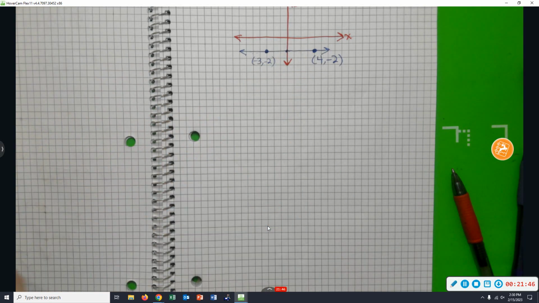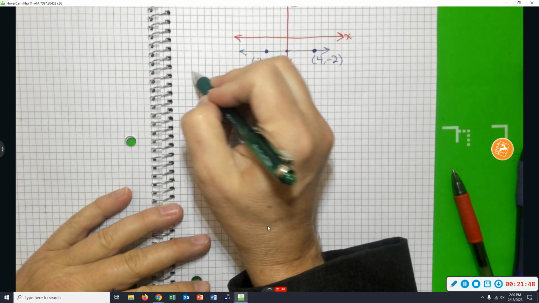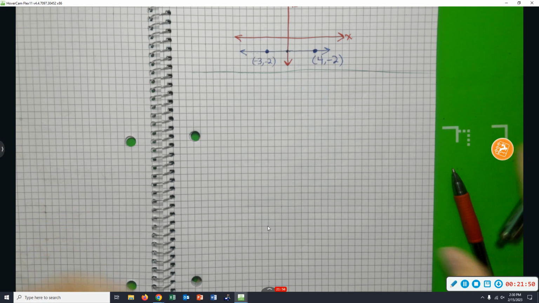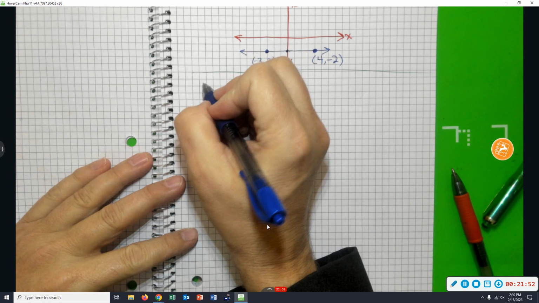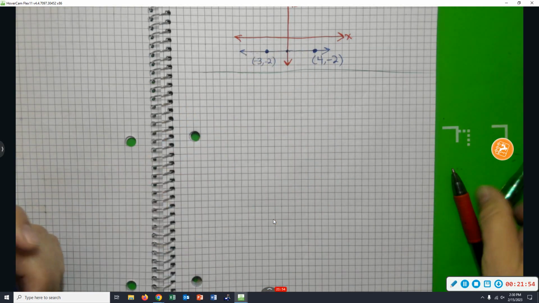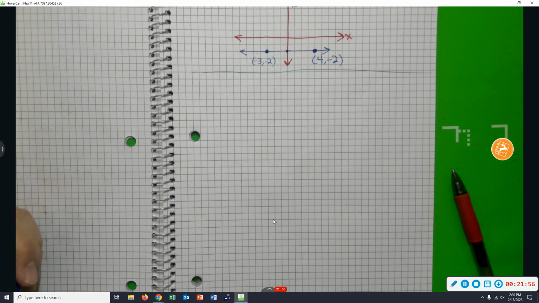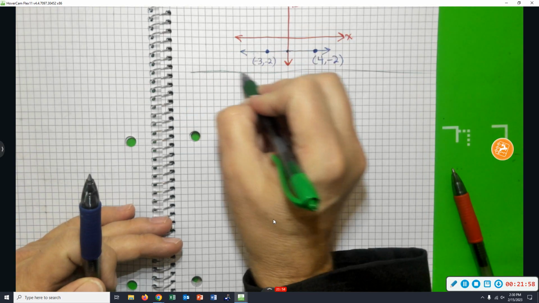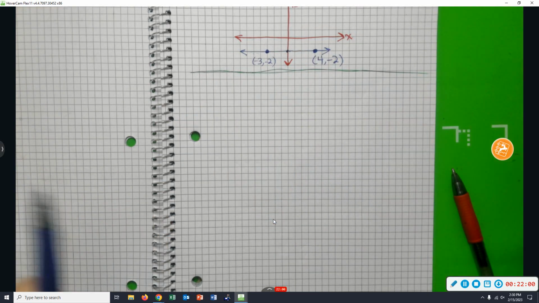Now, let's see, I'm going to draw that. I'm going to separate this there. The line, you can't see it well. Let's see, there, okay.